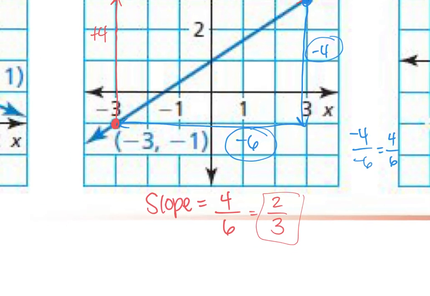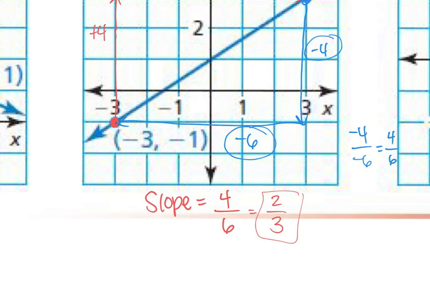Now, if we wanted to check that, we could go up 2 units from the red one, and then go to the right 3 units. Are we still on our line? Yep. That's a great way to check. So 2 over 3 is also correct.